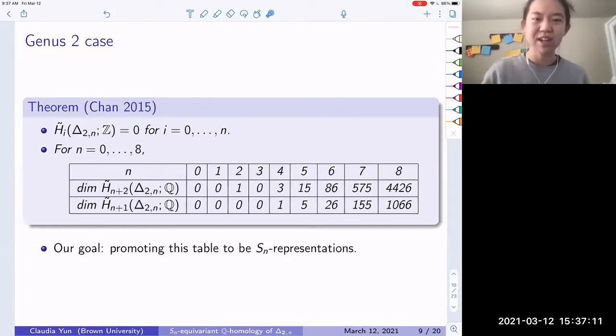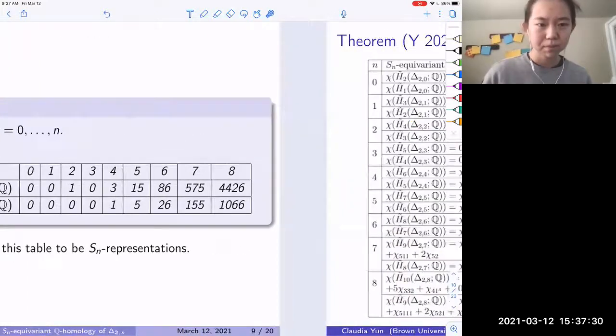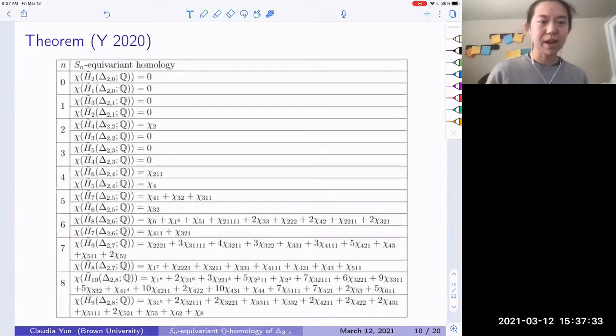And my goal for this paper is to promote this table here to be S_n representations. So I want to be looking at the top two degree rational homologies as S_n representations. And I'll show the computational result upfront. Here I'm writing the character of the top two degree homologies up to n equals 8 as a direct sum of irreducible representations indexed by partitions of n.